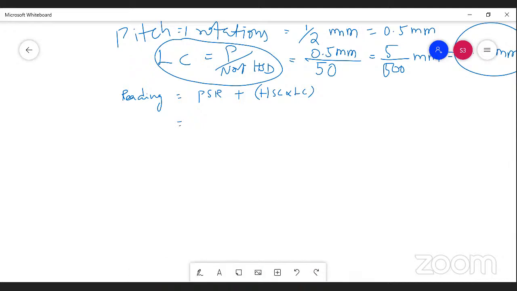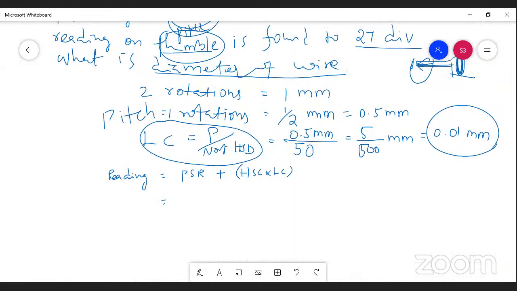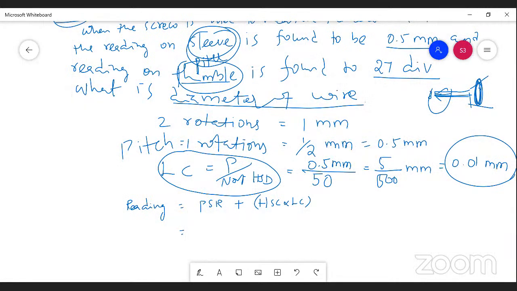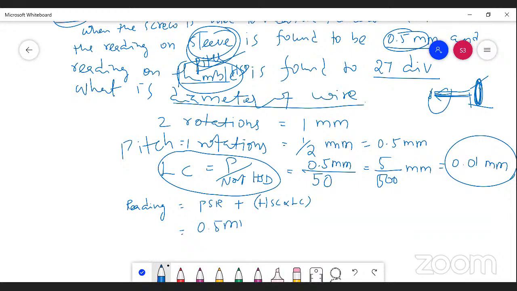Given the question, what is the pitch scale reading? Pitch scale reading is the reading on the sleeve. See the question, the reading on the sleeve is 0.5 millimeter. The sleeve is the pitch scale, found to be 0.5 millimeter, and the reading on the thimble is the head scale. The 27th division is coincident when the object is placed between the thimble and the scale. So the pitch scale reading is 0.5 millimeter plus the head scale coincidence. What is the head scale coincidence? The 27th line is coincident, into least count.